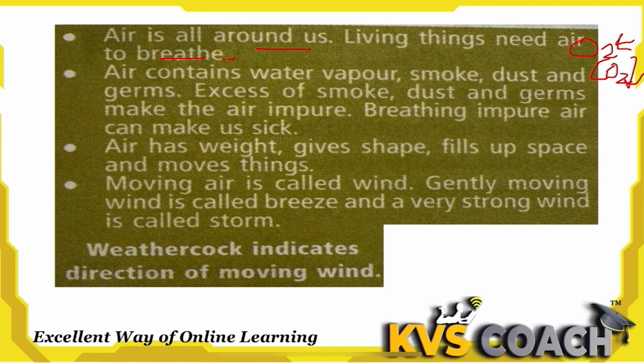Air contains water vapor, smoke, dust and germs also. Excess of smoke, dust and germs make the air impure. So, how does air become impure? With the smoke, dust and germs. Breathing impure air can make us sick. I already told you that we breathe air because in air oxygen is present. When we breathe air, these impurities, smoke, dust, germs, they all also come inside into our lungs.